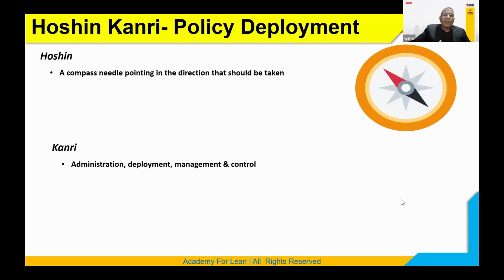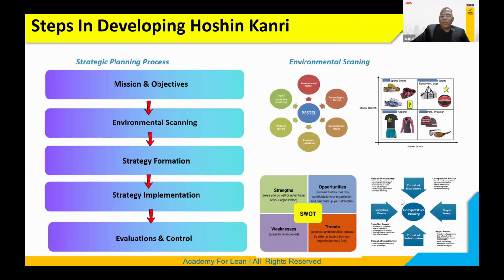Then Kanri means how we are going to manage the administration, the deployment process, and what sort of controls, what sort of management we need to have. Kanri means how we are going to administer that, right? You have to set the target, set the direction, then the execution plan. So this is the meaning of Hoshin Kanri, right? How does it work? There are many steps, but as I said, don't take it seriously because it's not part of your subject. But just to understand, first you need to set the direction.